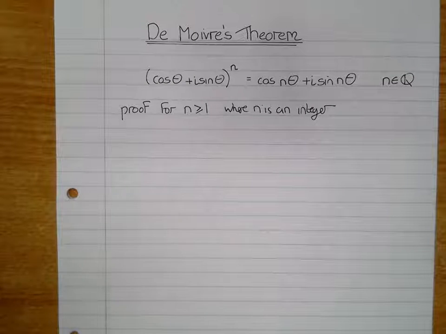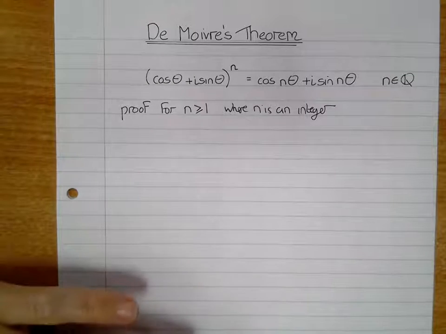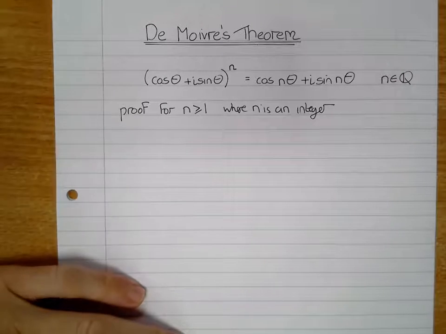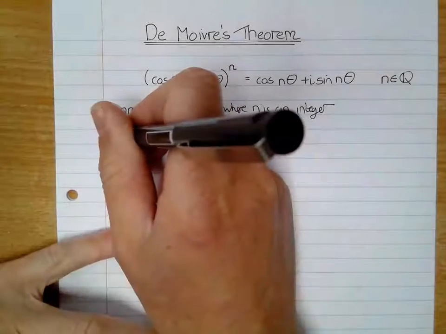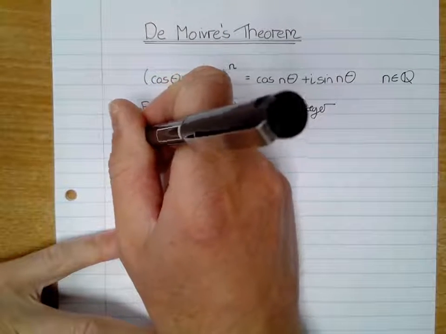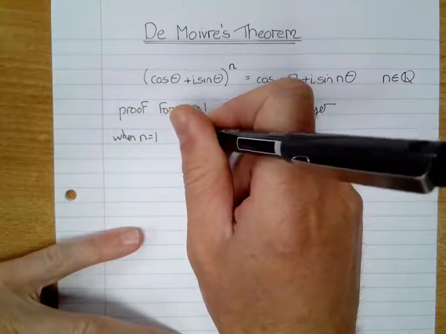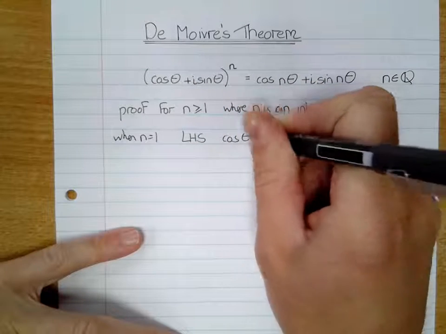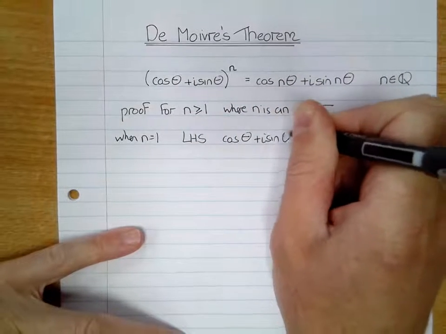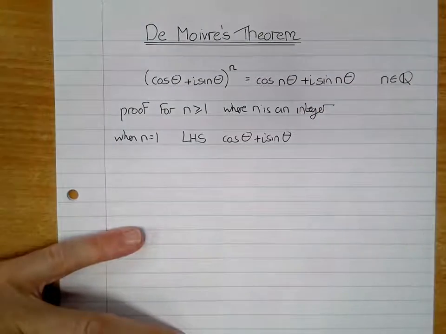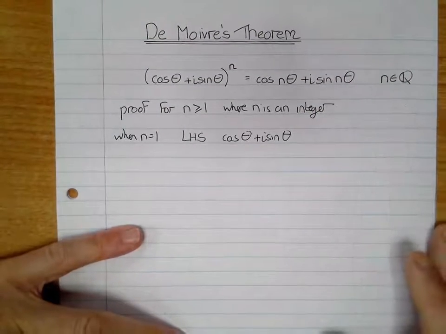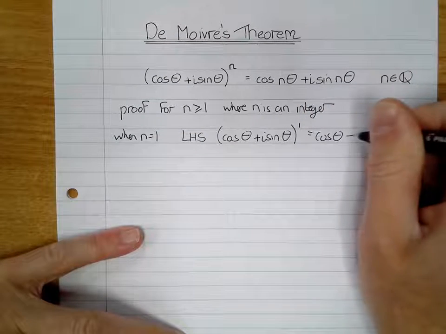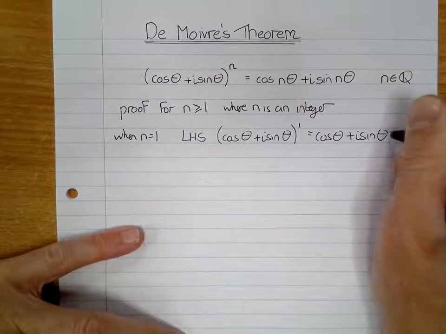So how do we do this then? Well, we do it with induction. We're going to prove this with induction. So first of all, I've got to show that it's true for the case where n equals 1. So when n equals 1, the left hand side would be (cos theta + i sin theta) to the power of 1, which is of course cos theta plus i sin theta. You can already see how trivial this is.